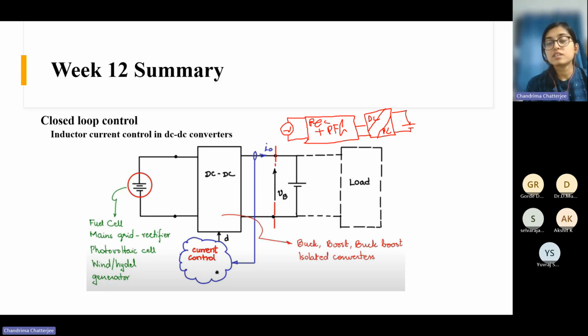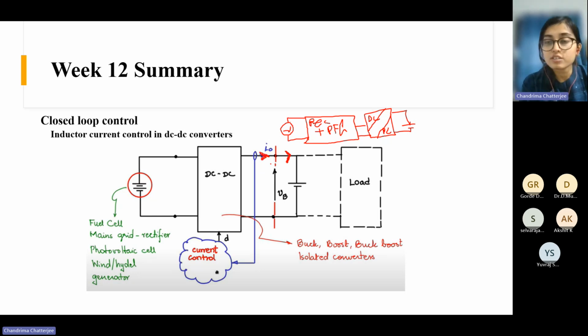So for battery chargers, what we need to do is control the current that the battery draws. The current that will enter the battery, this current we need to control, right? So there is the requirement of controlling this current, which is basically the output current of the DC-DC converter. So we will have to control this current.